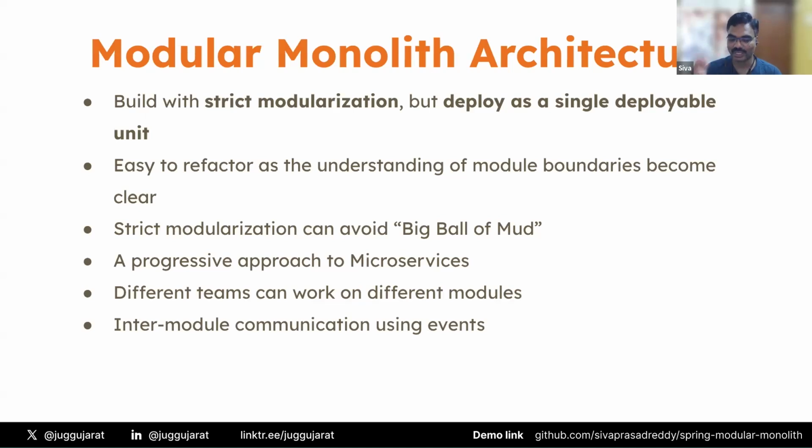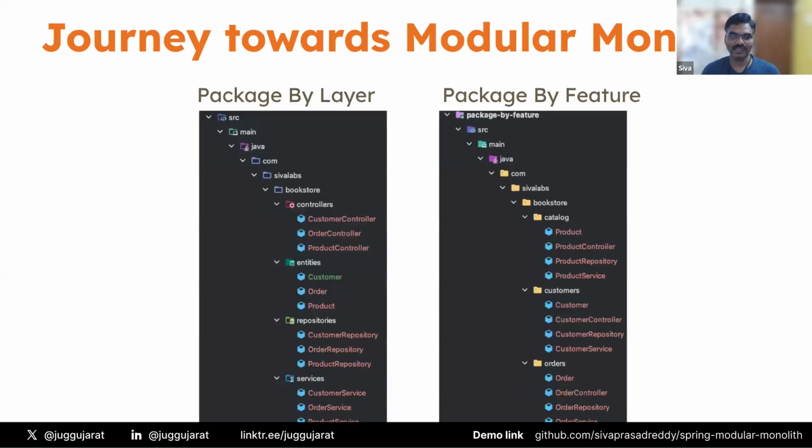But if you have to talk to other modules, prefer asynchronous event-based communication. If that is not going to fit your business needs, then as a final approach, you can talk to the API in a synchronous fashion. So these are some of the guidelines you need to aim for while going with the modular monolith architecture.